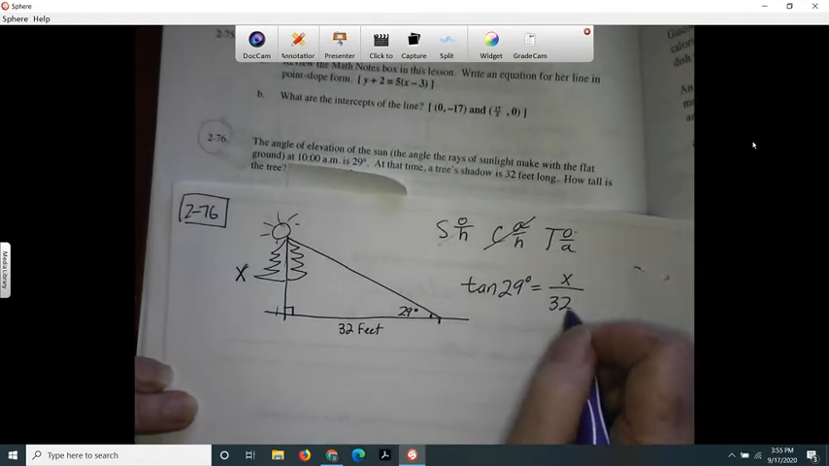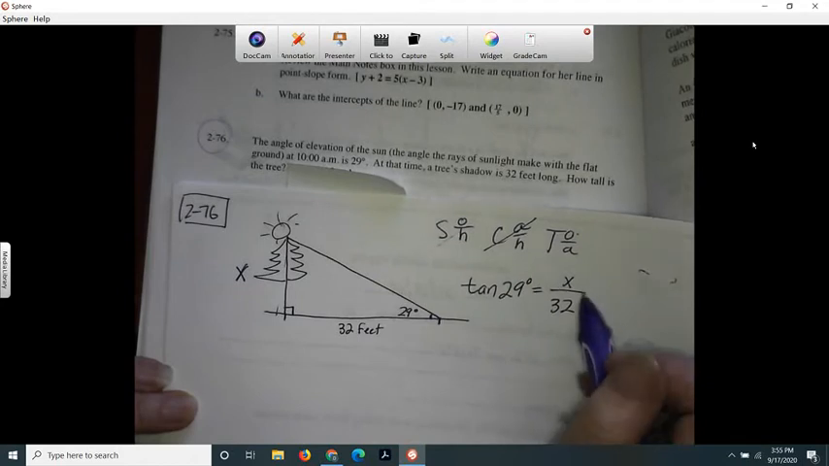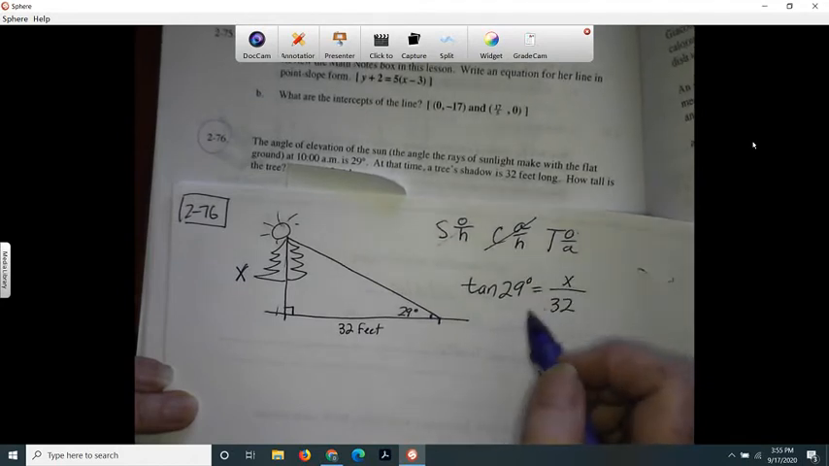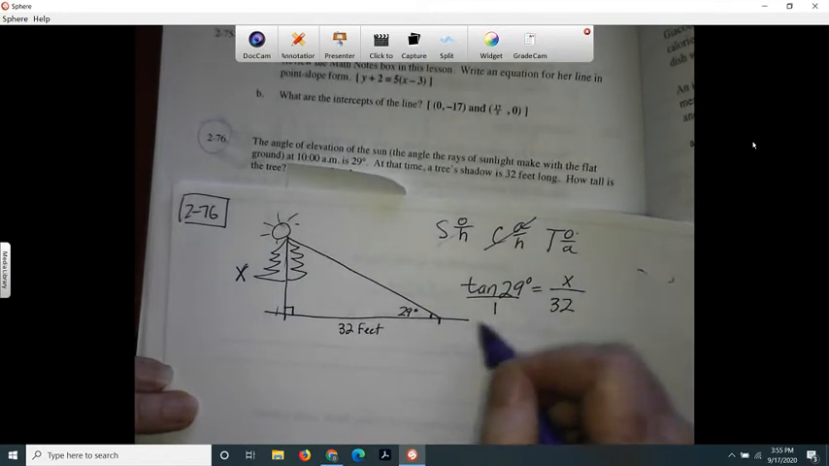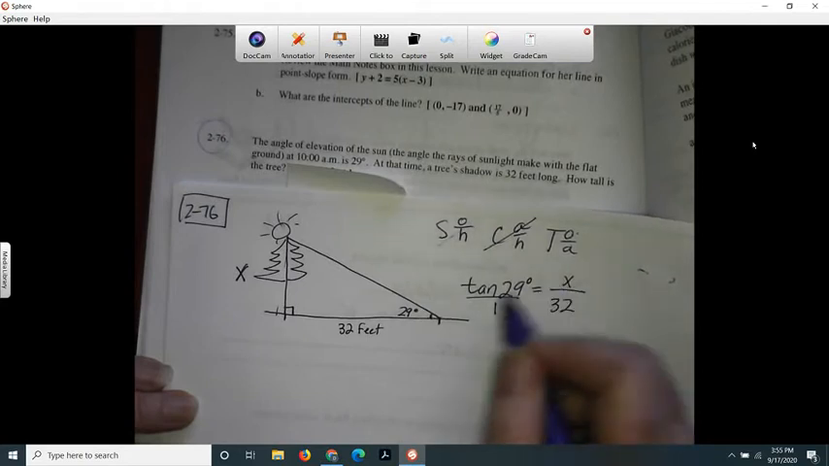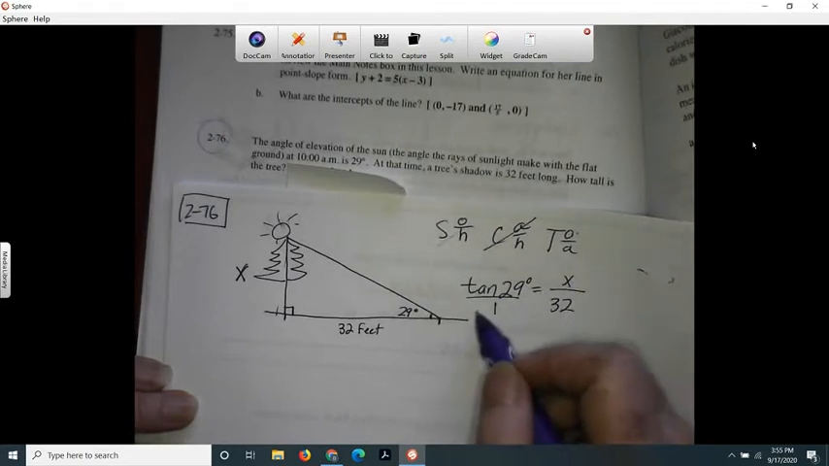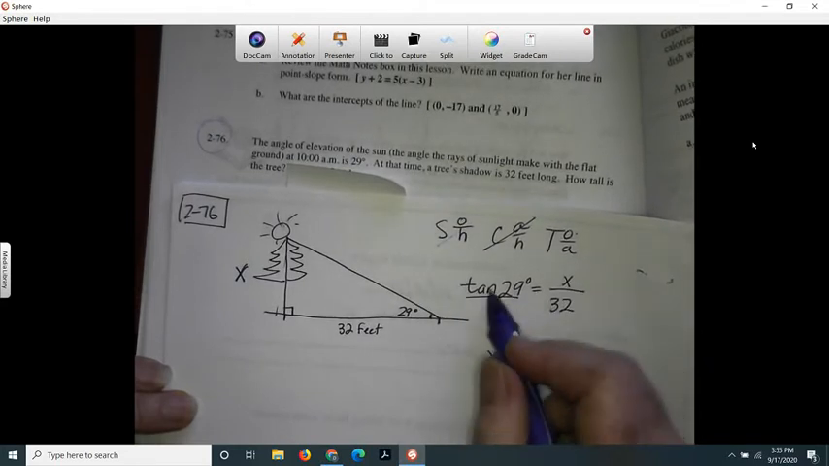So now I have to do some algebra because I need to get the x by itself. I'm going to put a 1 underneath here. And I like to just do cross products, or you can just say that you multiplied both sides by 32. Either way, I do cross products. I say 1 times x is x, and that's equal to 32 times tangent of 29.